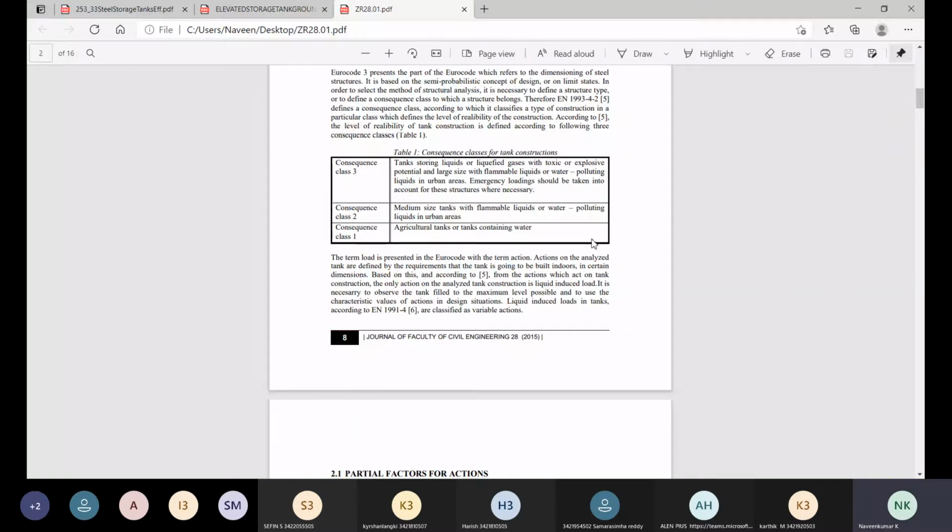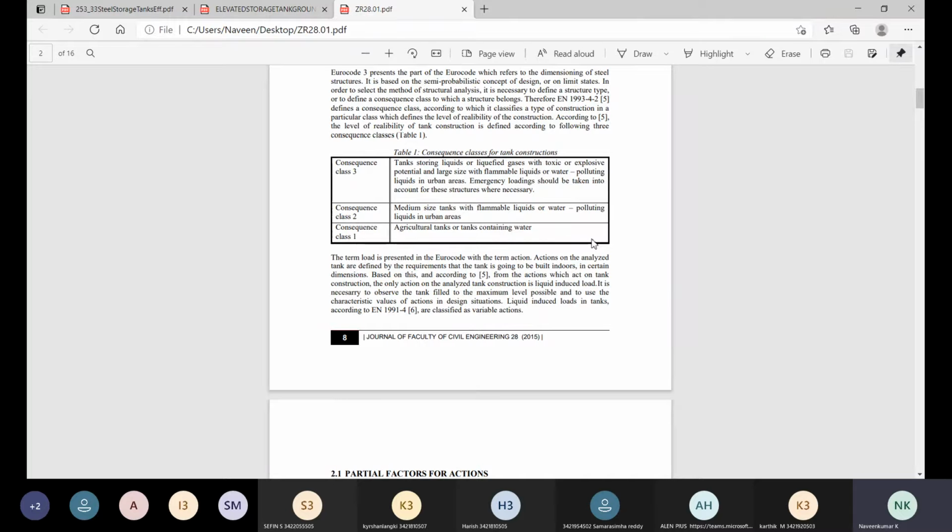First we'll see the different purposes for which a steel tank is designed. They are given in 3 classes actually. We'll start from class 1. Class 1 is a tank containing water, for example, irrigation steel tanks used in the agricultural field. Depending on the requirement, it can be rested on the ground, as well as placed at an elevated height. This is the first class.